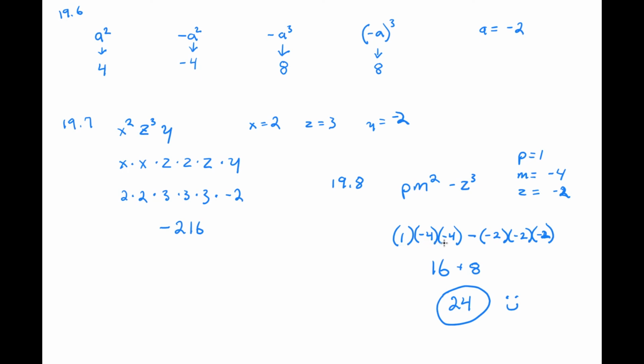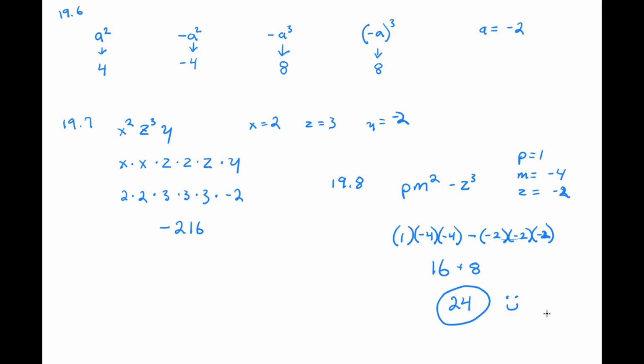I did negative 4 times negative 4 is 16 times 1. You could have said 1 times negative 4 is still negative 4 times negative 4 is 16. And then I skipped my operation just for the sake of figuring out what this sign was over here. And I said negative 2 times negative 2 is a positive 4 times negative 2 is a negative 8. Well, the opposite of a negative 8 is a positive 8. So that meant 16 plus 8, which gave me 24.